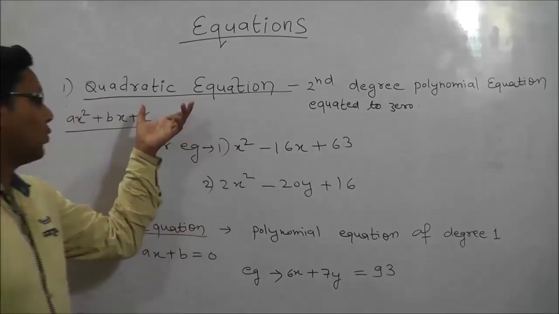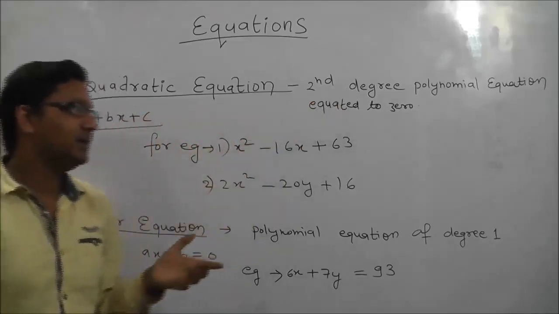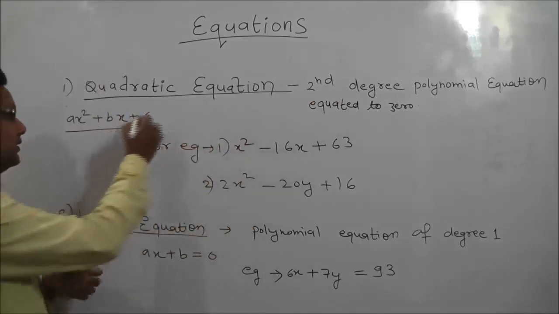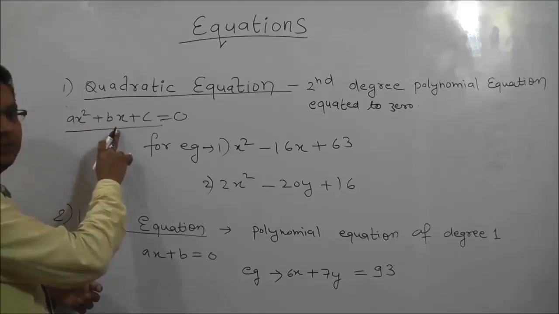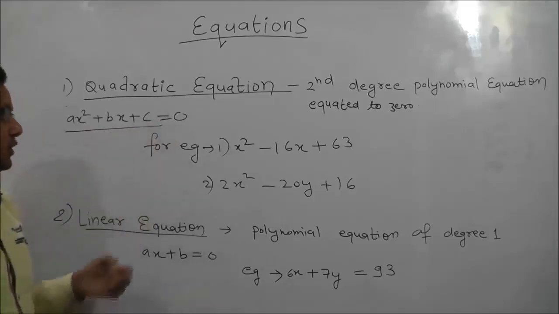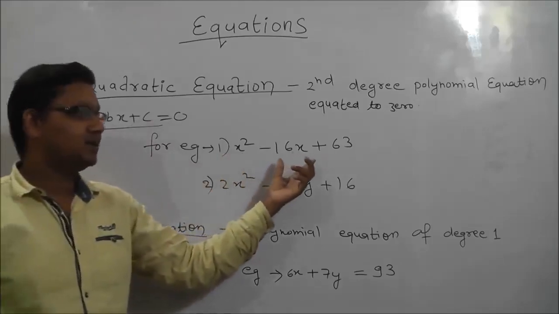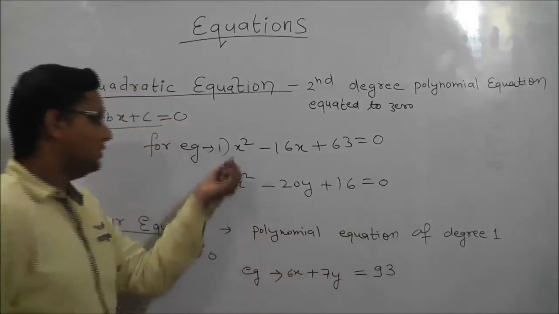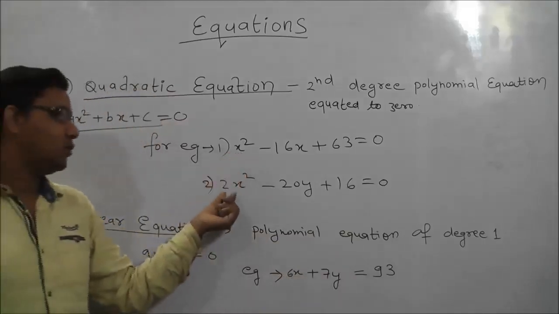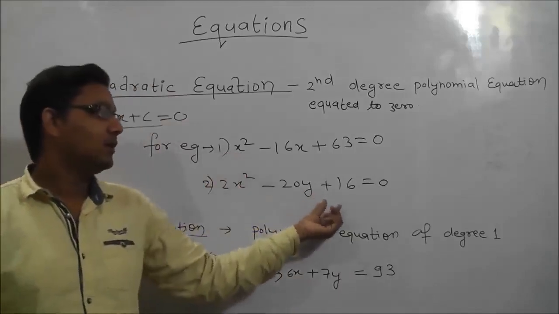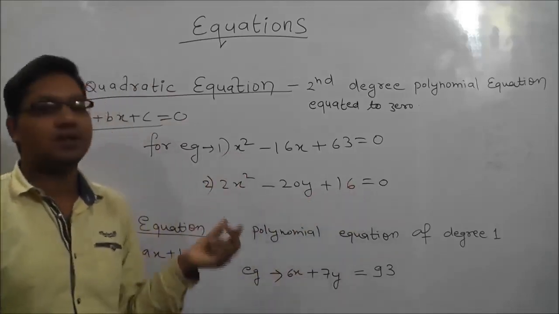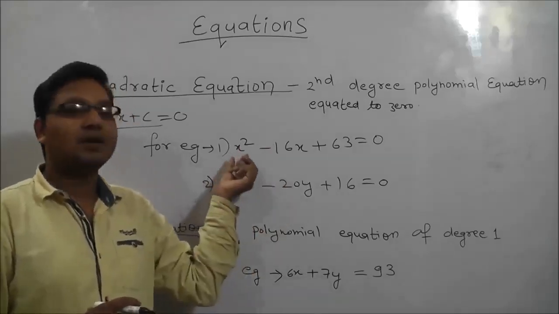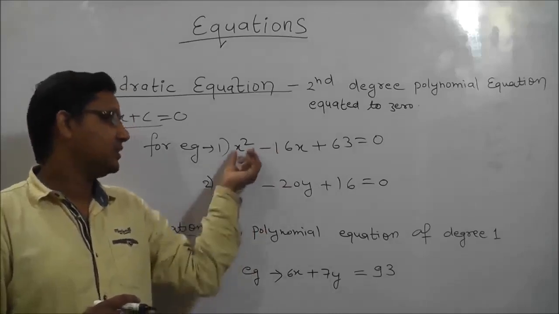First is the quadratic equation, that is a second degree polynomial equation equated to 0. The form of the quadratic equation is ax square plus bx plus c equals 0. For example, x square minus 16x plus 63 equals 0. This is the first form, in which a is not present. And the second form is 2x square minus 20y plus 16 equals 0, in which a is present. So two types of questions come from the quadratic equation. In the first type, a is not present, and in the second, a is present.